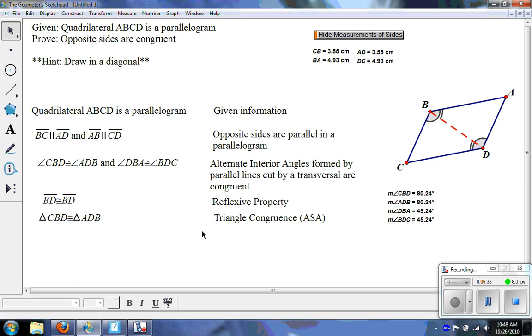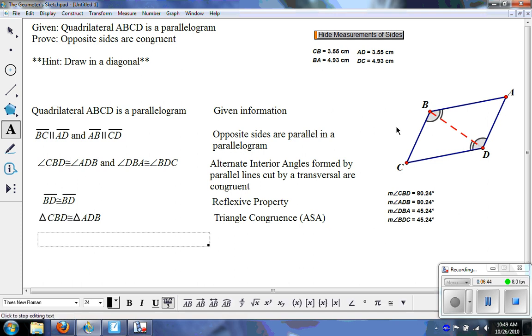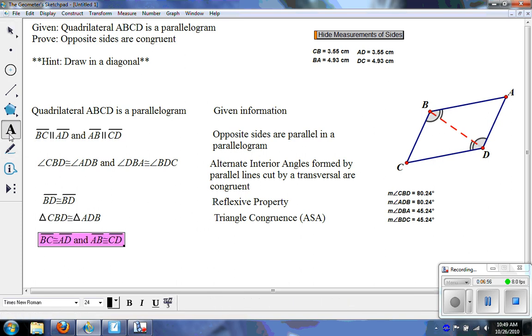Now my opposite sides are going to be congruent as well, because corresponding parts are congruent in congruent triangles. So I can state that BC is congruent to AD, and AB is congruent to CD, and we always abbreviated this as CPCTC.